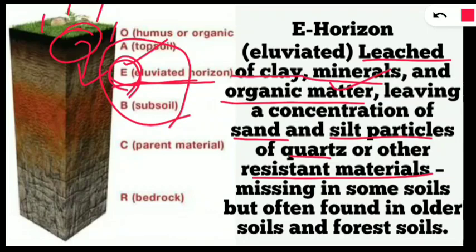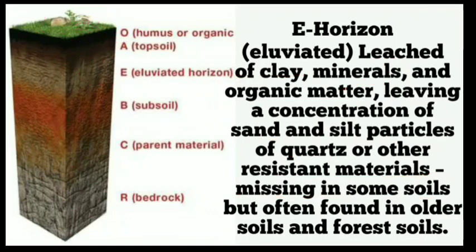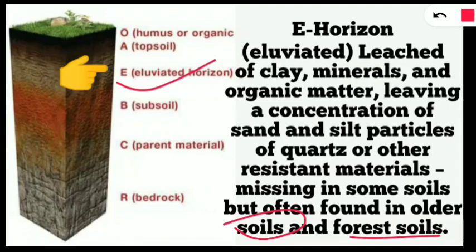And you should also know this zone is missing in some soils. So in every soil you will not be able to find this E horizon, but it is often found in older soils and forest soil. So in forest kind of soil you will find this E horizon. It is important to note down. And in older soil, which has developed through many years, those soils will be having this zone.